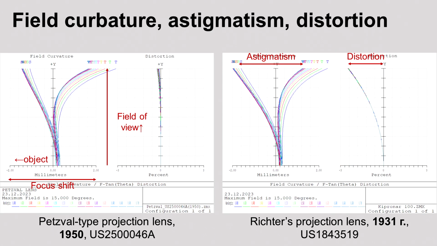Let's now compare the field shape and the distortion level of these two lenses. As it turned out, the Richter lens has a slightly higher level of astigmatism compared to the Petzval, as well as noticeably greater distortion, almost -3%.